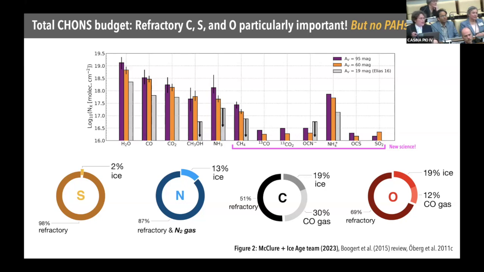One important thing to note, and I'll get back to this hopefully at the end of the talk: we don't see any signs of PAHs in this molecular cloud, despite the fact that 51% of the carbon needs to be in some kind of refractory species. We looked for it, we don't see them either in absorption or emission.